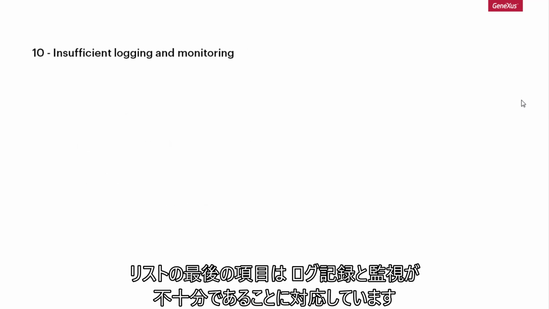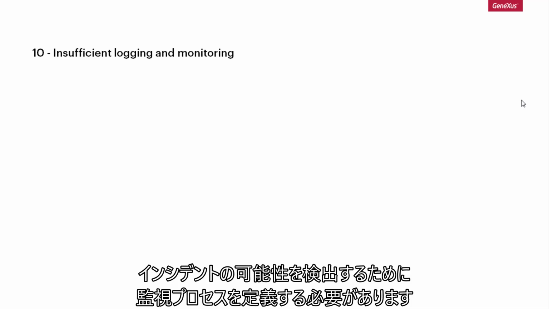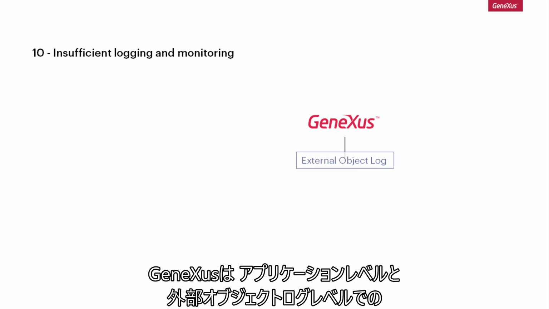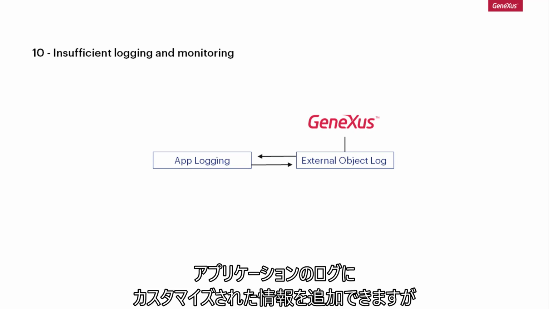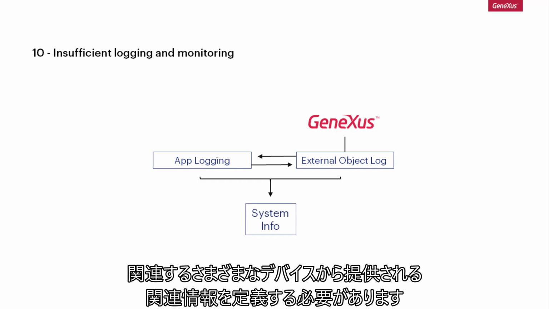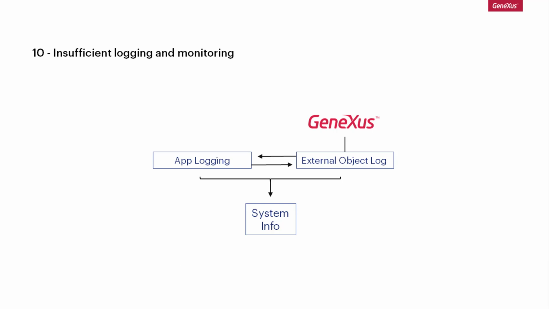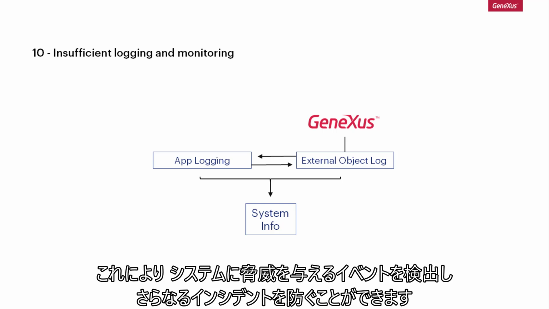The last item in the list corresponds to insufficient logging and monitoring. For all cases, a monitoring process must be defined to detect possible security-related events or incidents. Although GeneXus offers logging mechanisms at the app level and at the external object log level for adding customized information to the application's log, it's necessary to define the relevant information provided by the various devices involved, such as web servers or firewalls. Additionally, the protocols for reviewing and categorizing the information gathered must be defined. This allows for the detection of events that pose a threat to the system and also prevents further incidents.